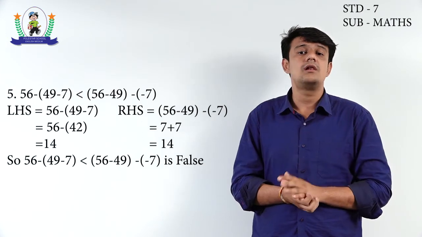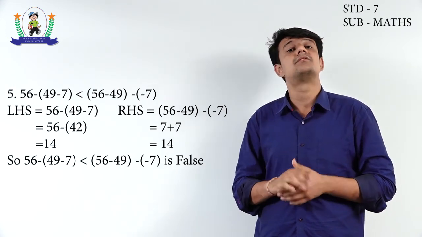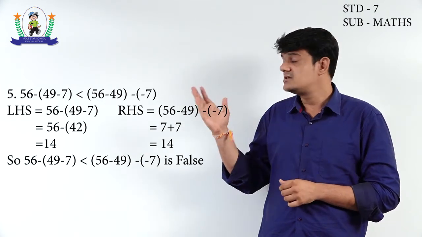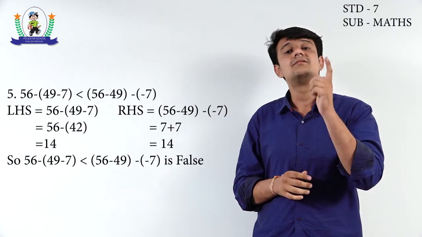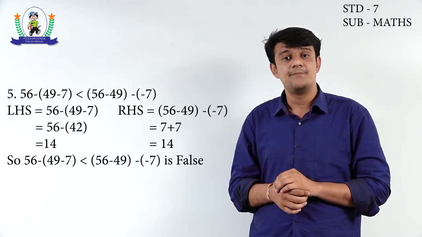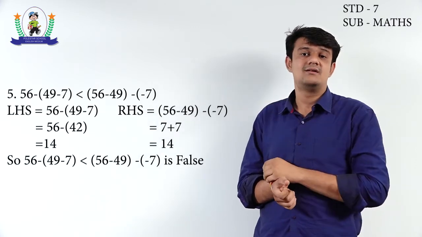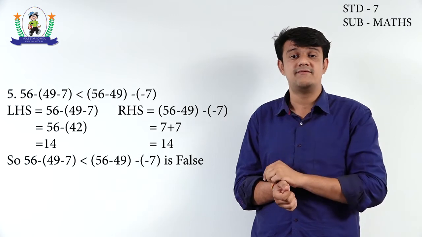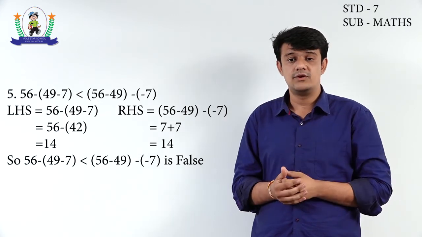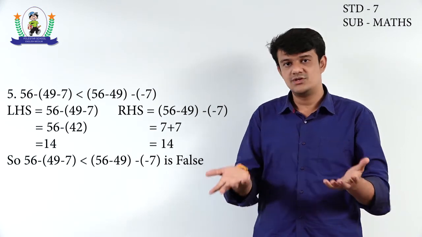Now we will try to solve the right hand side. That is 56 minus 49 minus of minus 7. Now first we need to solve the bracket. That is 56 minus 49. 56 minus 49 gives you 7. So it is left with 7 minus minus 7. So minus minus becomes plus. So we have 7 plus 7. So 7 plus 7 is 14. So we are getting 14 less than 14, which is false.